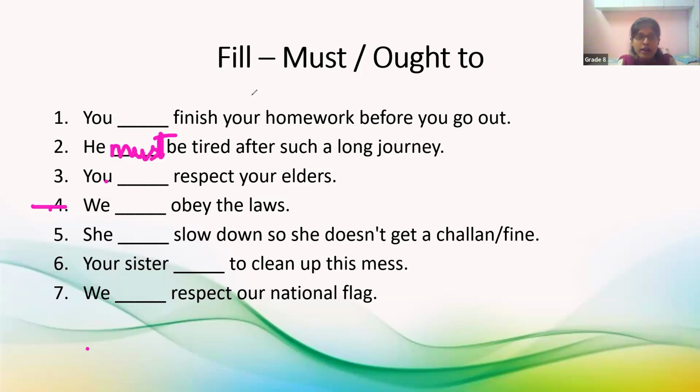This is a Michael Schumacher that we have. Okay, 6th: your sister dash to clean up this mess. Hold on, I see Uma here. Hello, Uma. Long time no see. Come on, tell me the 6th one. Hello, beta. Give me the answer for the 6th one.